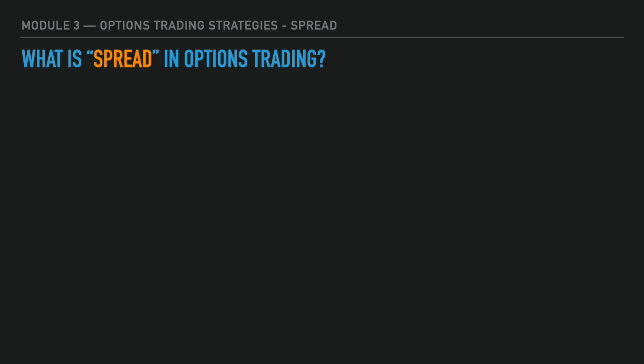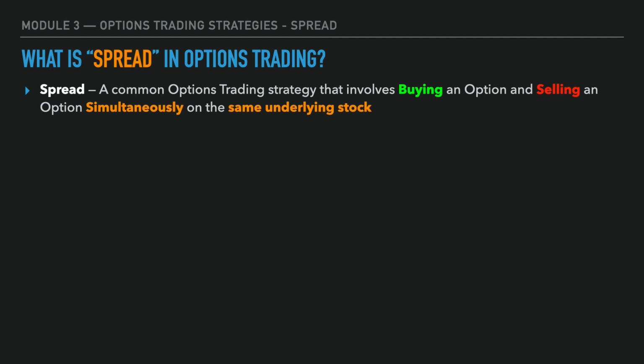Before we jump into the bull call spread details, let's take a look at what exactly a spread is in options trading. A spread is a common options trading strategy that involves buying an option and selling an option simultaneously on the same underlying stock. Because each option contract has a different strike price and a different expiration date, we can categorize spreads into 2 major categories.